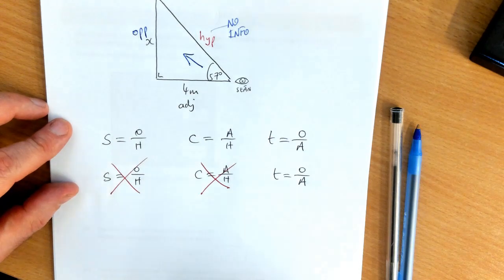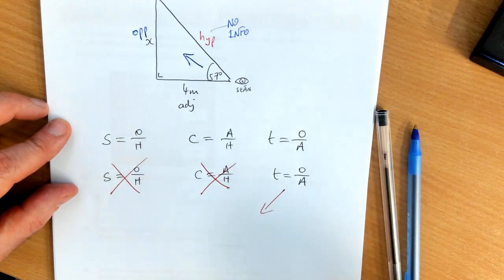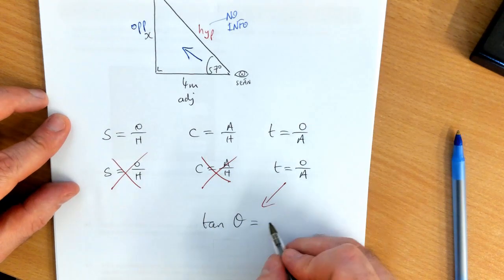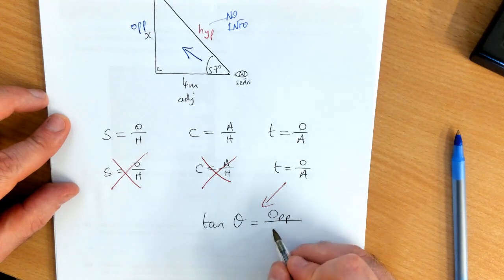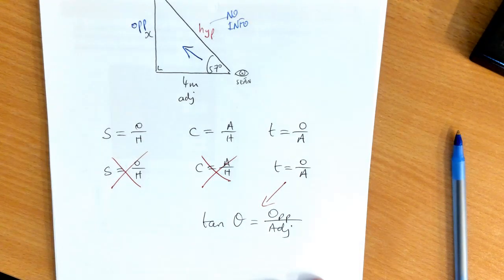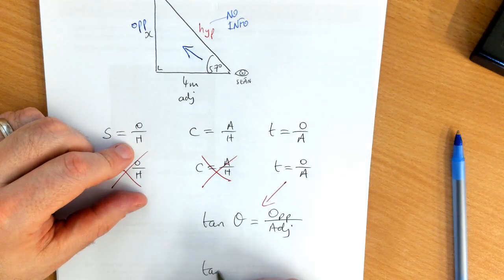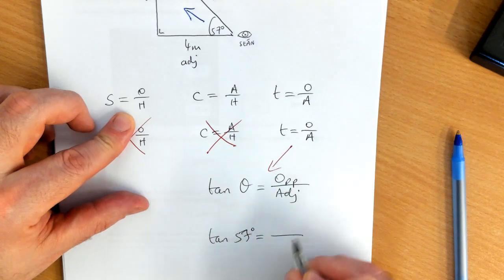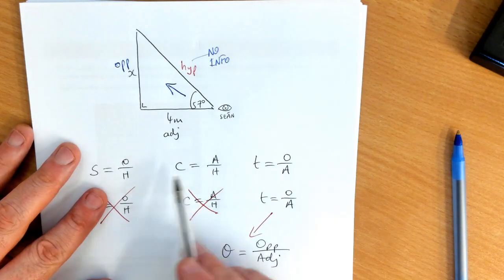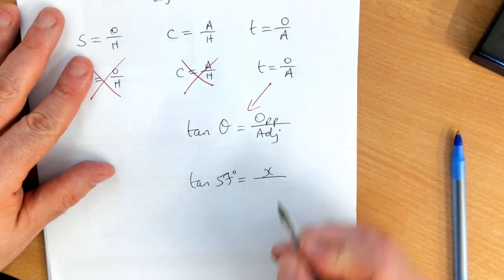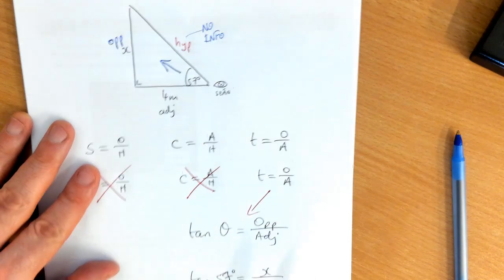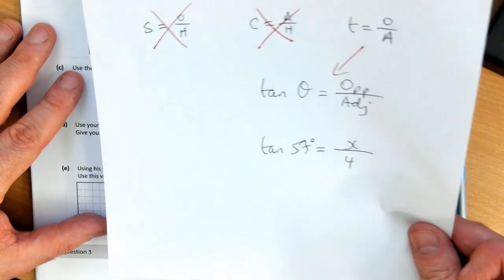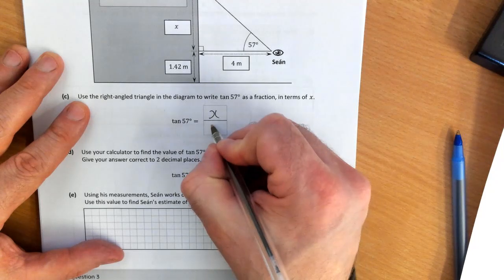So once I've established that, I can see that the one ratio I've left over is my tan, which means that my tan of the angle is equal to the opposite side, O standing for opposite, A standing for adjacent. And I just fill in now: tan of the angle 57 is equal to the opposite side. The opposite side in my triangle is x. And the adjacent here I can see clearly is 4. And that's the answer to part 1 in the question. Tan of 57 is equal to x over 4.